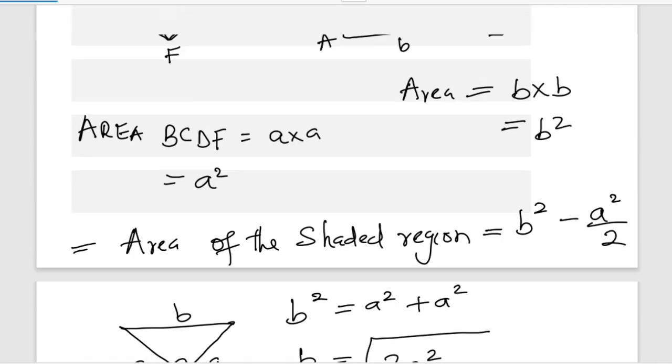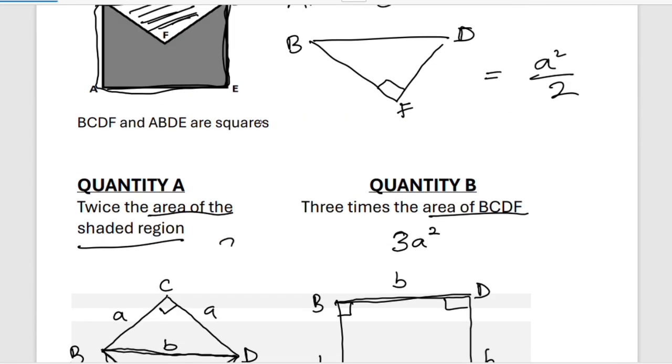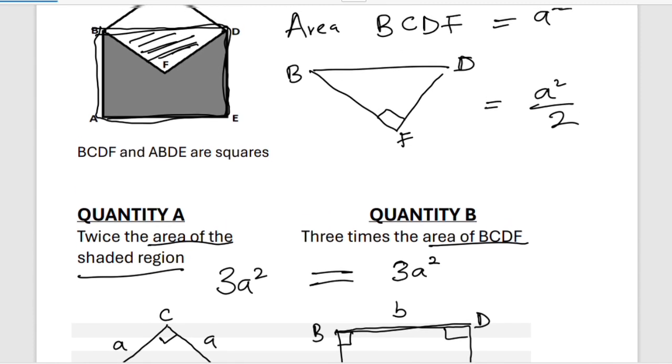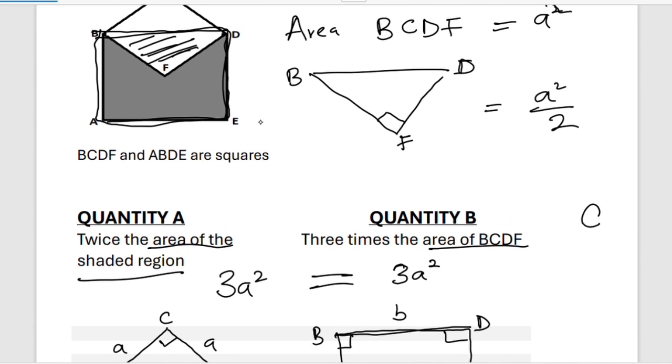So let's put that back in here. So this is simply 3a squared, and as you can see, these two are equal. So that means the correct option for this is C. Quantity A and quantity B are equal.